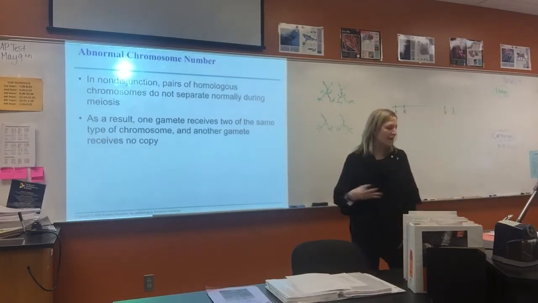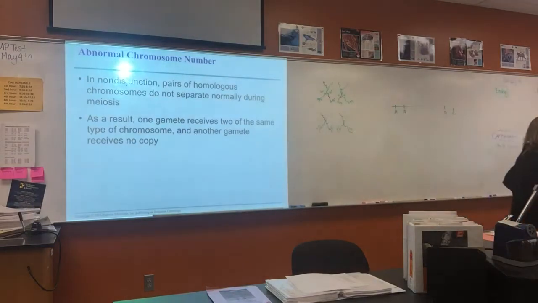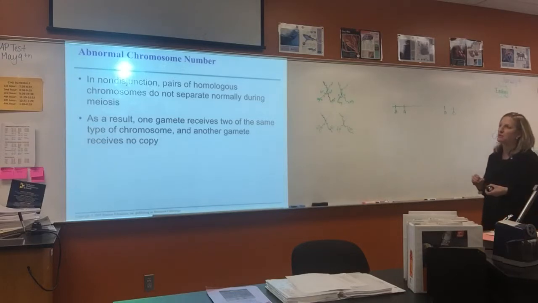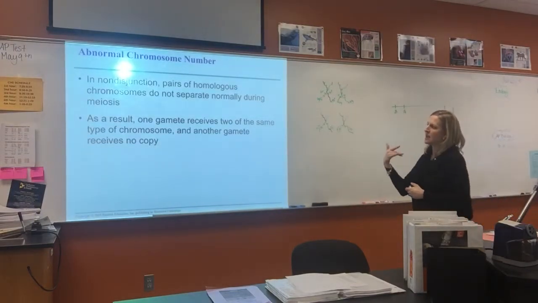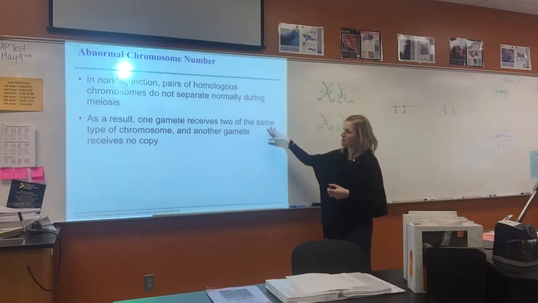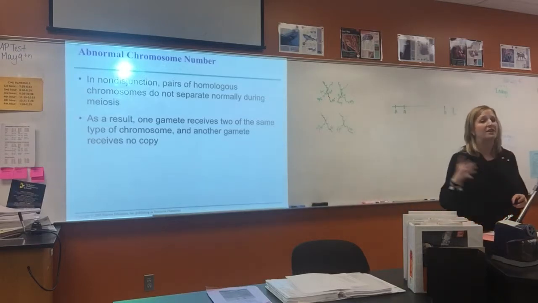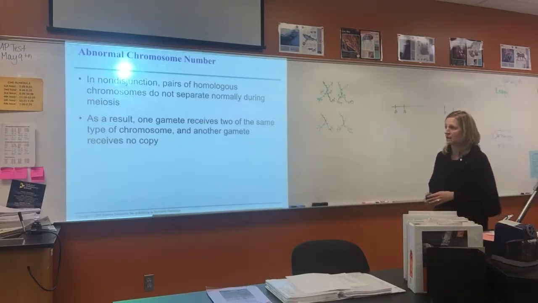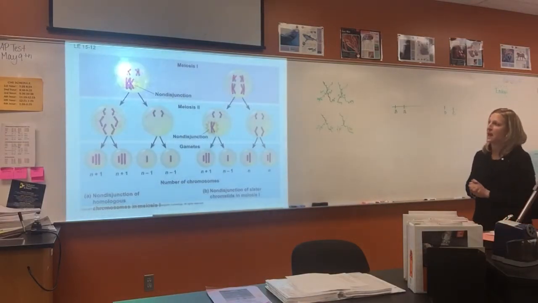And so how do we get an abnormal chromosome number? Through a process called non-disjunction. In non-disjunction, the pairs of homologous chromosomes do not separate normally during meiosis. As a result, a gamete can receive 2 of the same type of chromosome, and another gamete receives no copy of the chromosome. Remember, gametes are supposed to get 1 of every kind of chromosome in the egg and the sperm cells. So this picture here shows you how this happens.